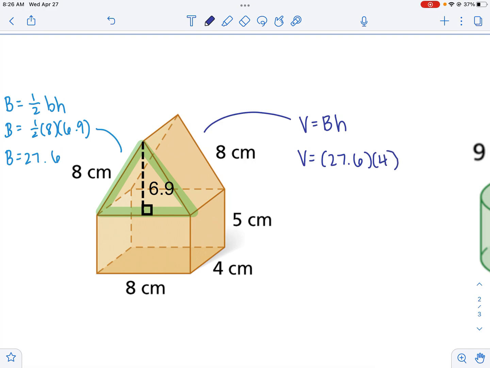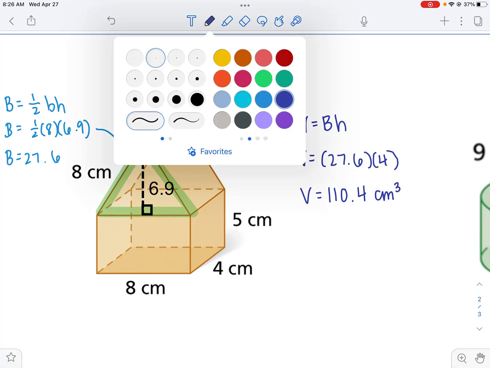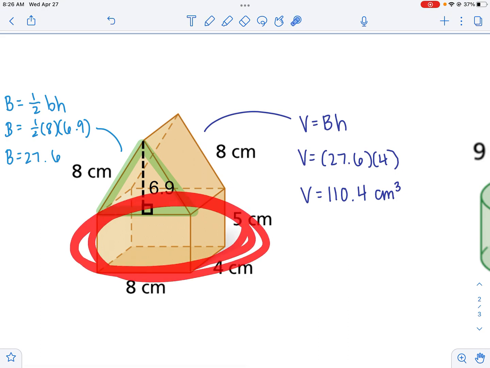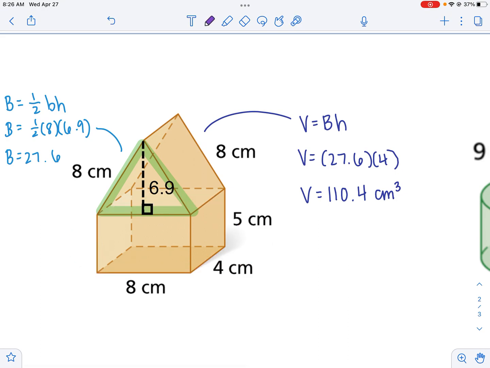So now I'm just going to figure out what that is. And that's the volume of my triangular prism, 110.4 centimeters cubed. Now, this wasn't just one shape, though. This was a composite, which means that this was two shapes. So now I need to find out the volume of the prism that I have on the bottom.